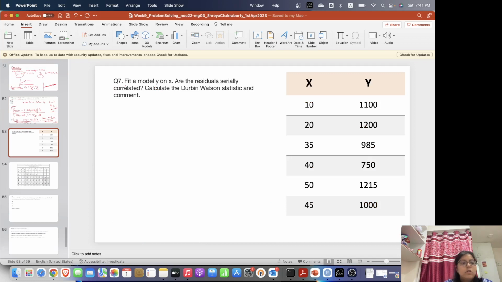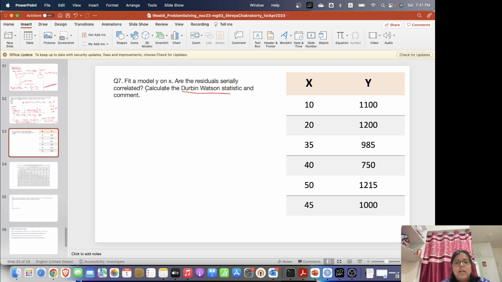Okay, so here I have a variable x and y. We have been asked to fit a model of y on x and see if the residuals are serially correlated. We have to calculate the Durbin-Watson statistic and comment. Okay, so we move on to this one.